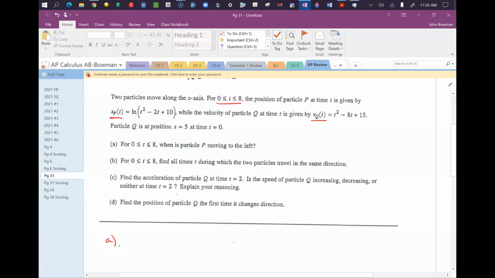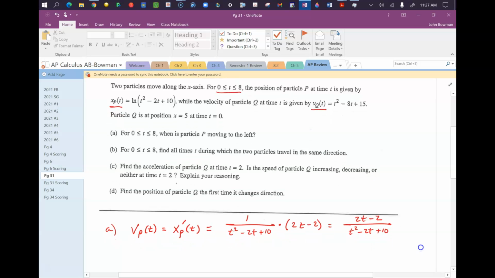So in letter A, we do not have a velocity function for P, so we're going to find that vp of t by taking the derivative of xp of t. That would be 1 over what we are taking the natural log of, t squared minus 2t plus 10, times the derivative of the inside, which is 2t minus 2, which we could write as 2t minus 2 over t squared minus 2t plus 10.